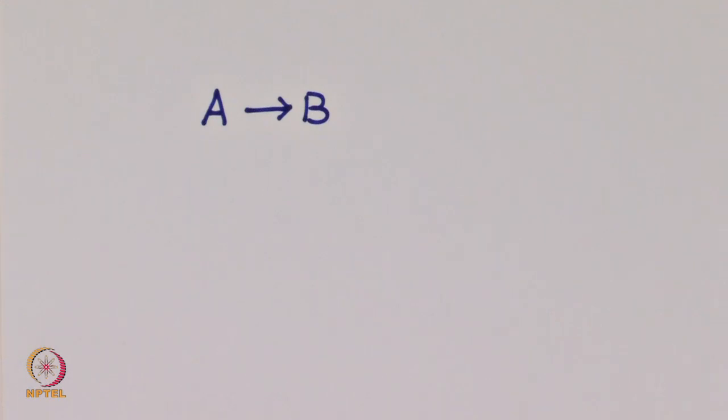There are several examples of this kind. For example, isomerization reactions, pentane to methyl butane, that is one example, L-alanine to D-alanine, that is another example. So, we can find several examples, we can quote several examples of the type A going to B.